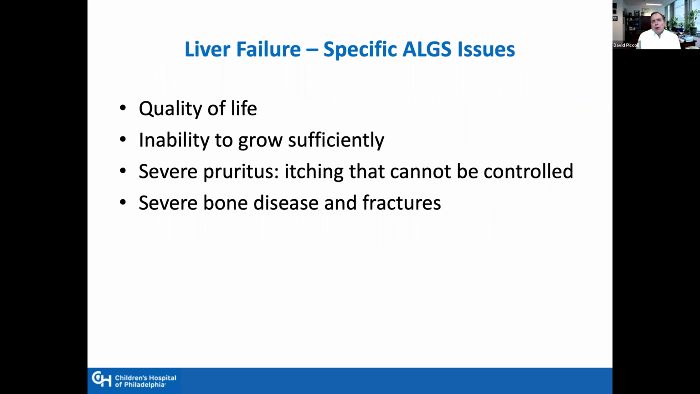Other things that are failure issues, and some of them are a little bit different or a little bit unique for Alagille syndrome: quality of life, inability to grow despite delivering nutrition, severe pruritus, which is obviously a very tremendous problem in Alagille syndrome, and severe bone disease and fractures.